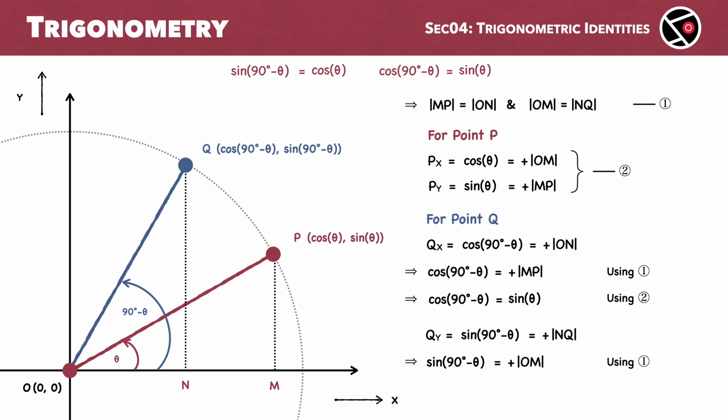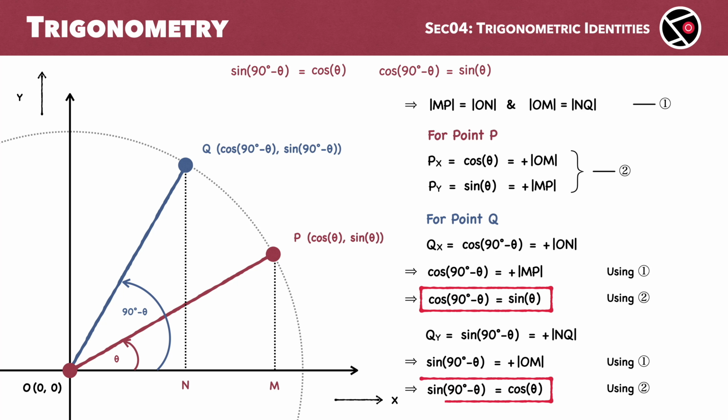And from 2, cos of theta equals OM. So we get sine of 90 degrees minus theta equals cos theta. Here are the two new ideas that we just learned. First, cos of 90 degrees minus theta equals sin theta. Second, sine of 90 degrees minus theta equals cos theta.